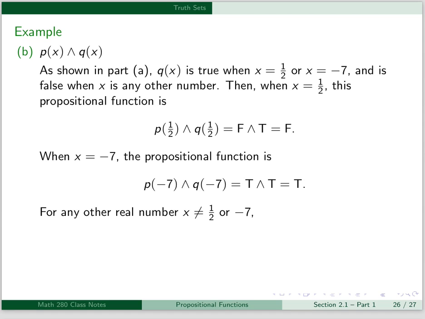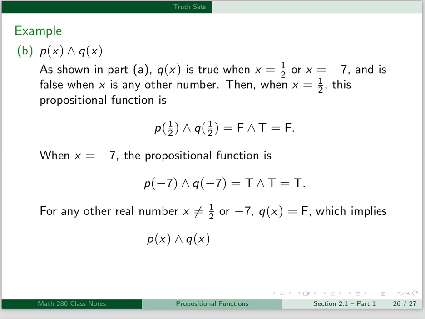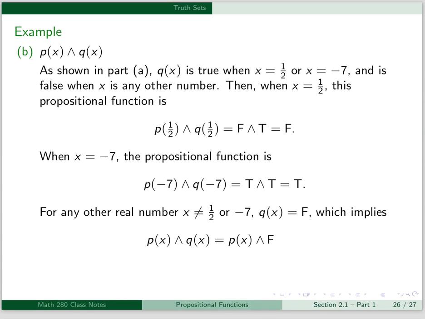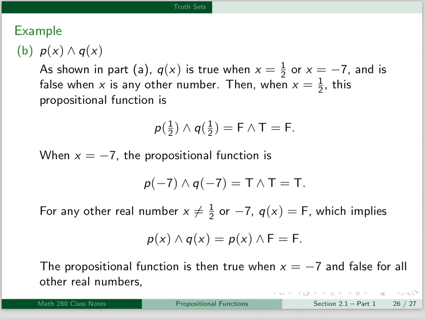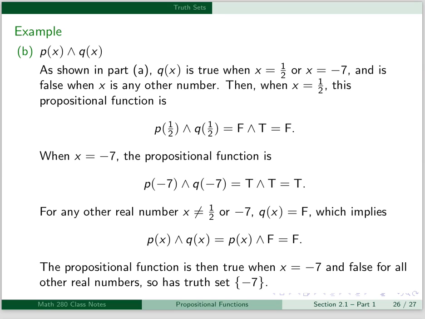And for any other real number x not equal to 1/2 or -7, q of x is false, which implies p of x and q of x will be p of x and false, which will be false, again regardless of the truth value for p of x. The propositional function is then true when x is equal to -7 and false for all other real numbers, so its truth set is the set containing the single element -7.